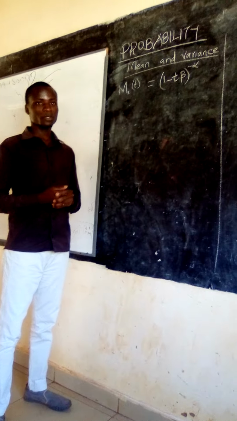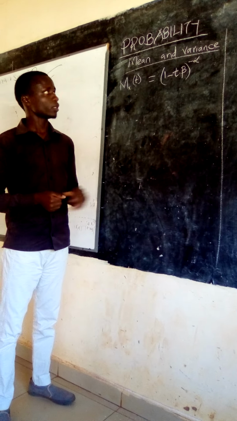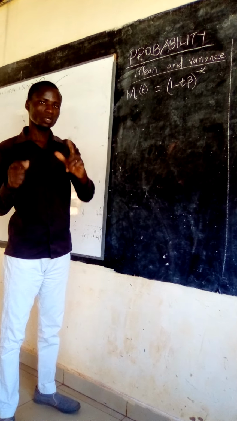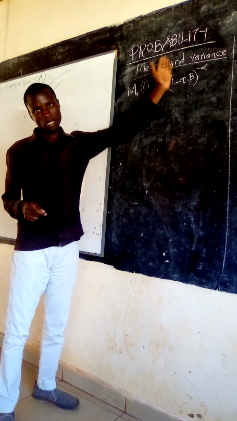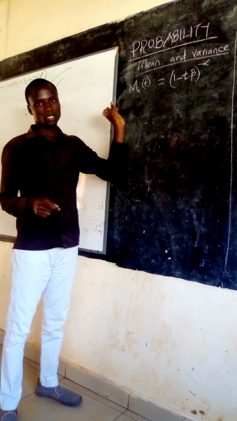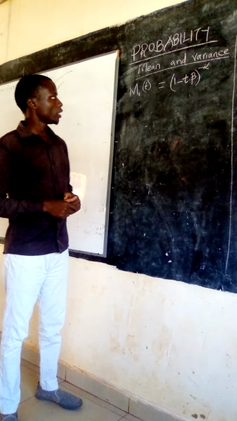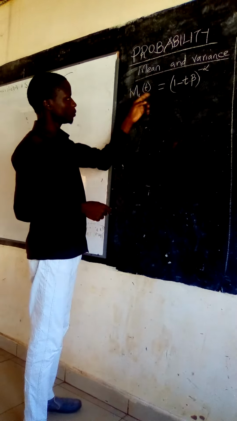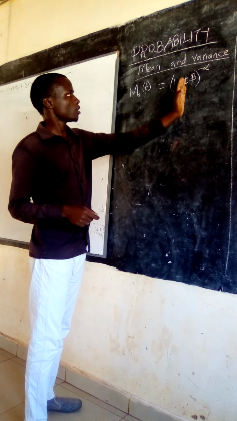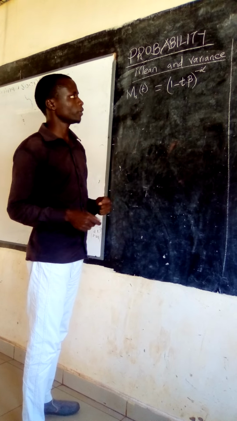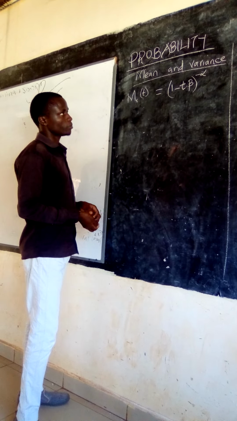Today, I have prepared for you a very nice area that is in probability, and specifically, I want to show you how you can get mean and variance having been given the MGF. Now, consider the MGF, that is M(t), being equal to (1 minus t beta) raised to negative alpha. How can I get mean and variance?